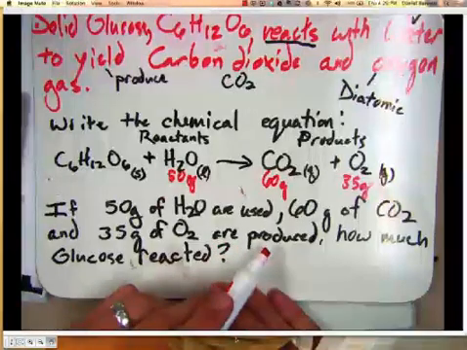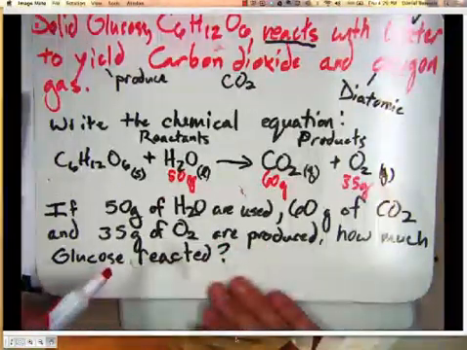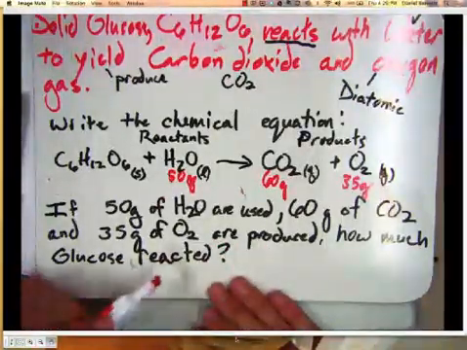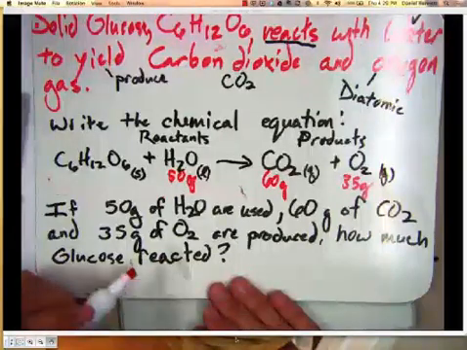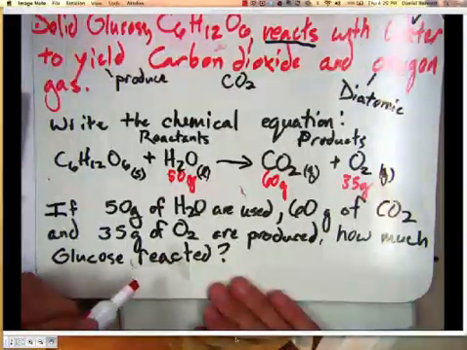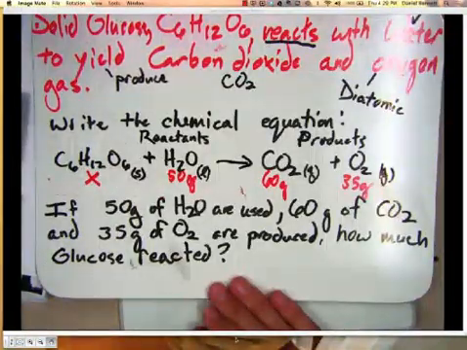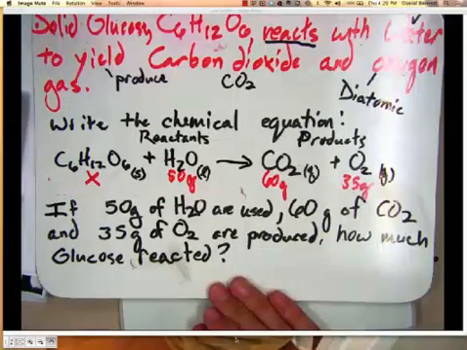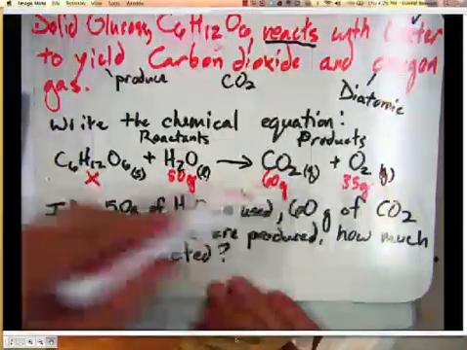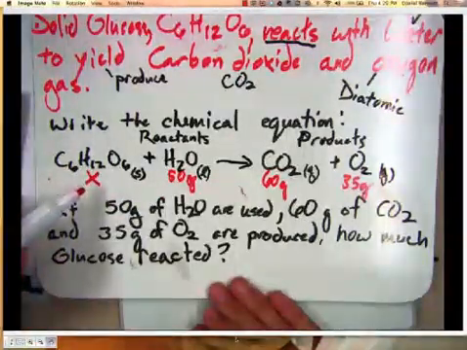Those are produced. Then it says how much glucose reacted. So the question is about glucose. Another way of thinking of it, glucose is our unknown. That's what we want to know about. So in algebra, we'd call that the x, right? That's the unknown that we want to solve for. At this point, I have my three masses recorded. I have my x, my unknown that I want to solve for.